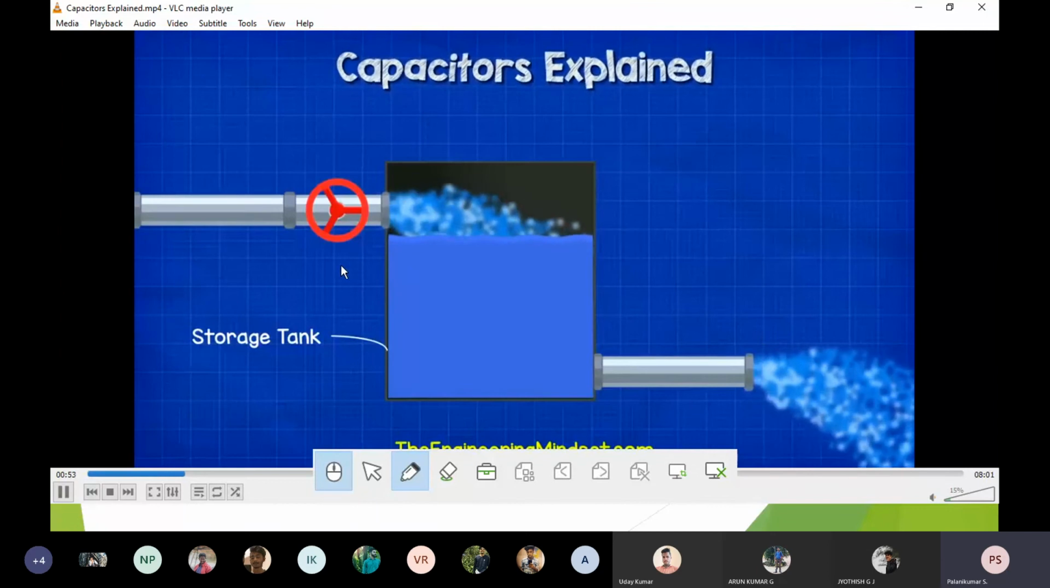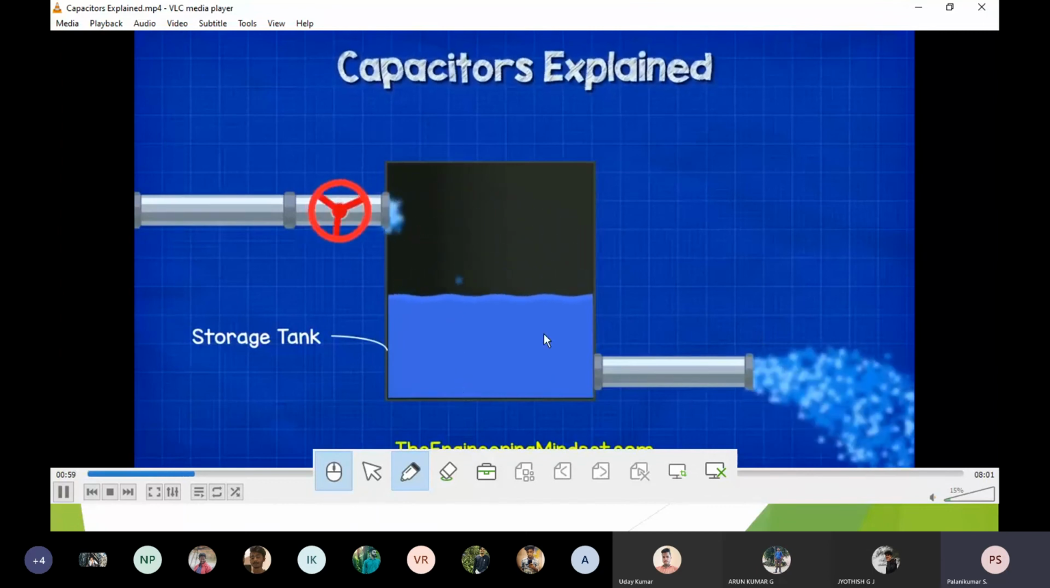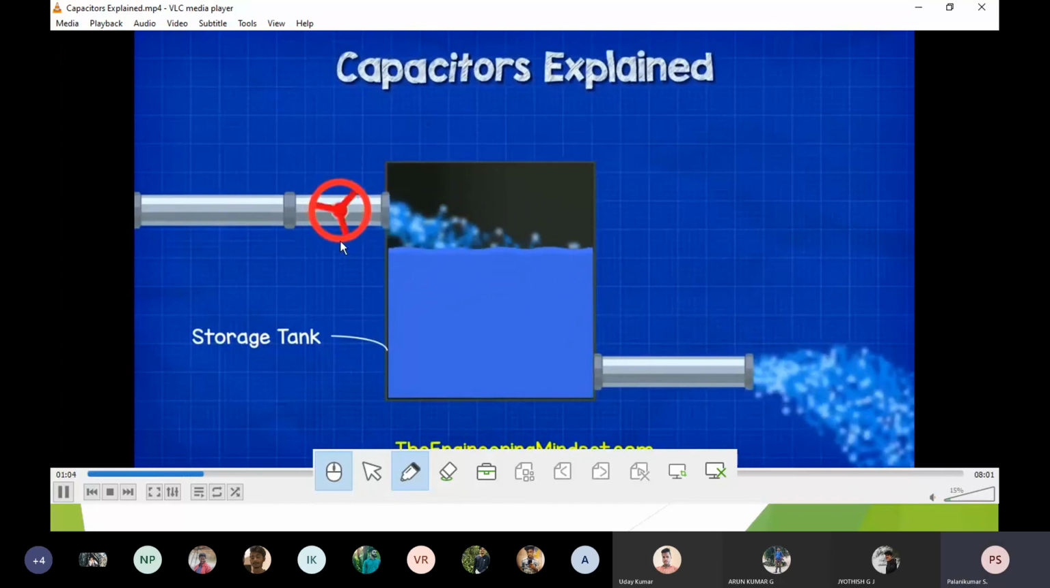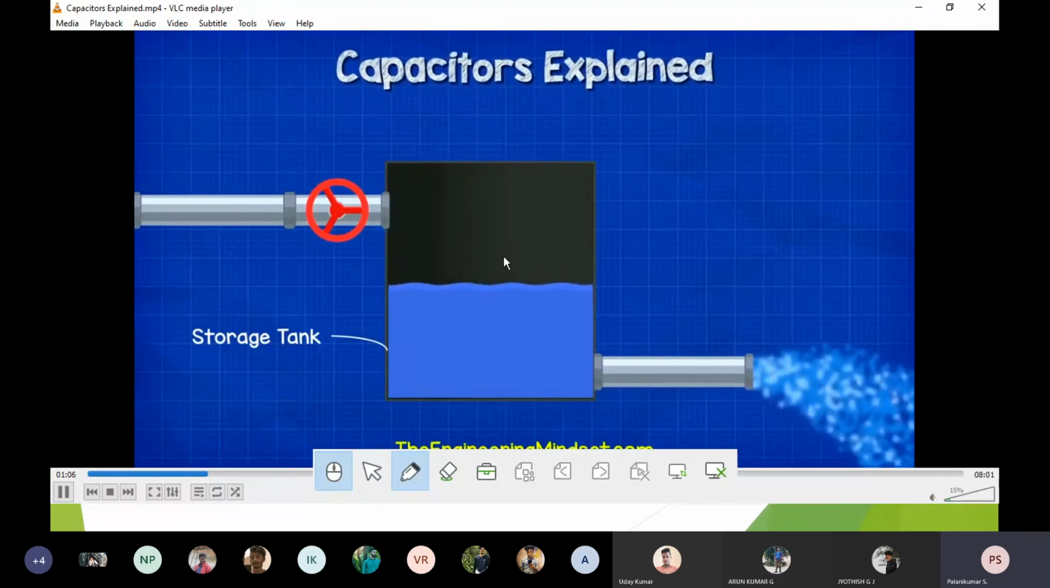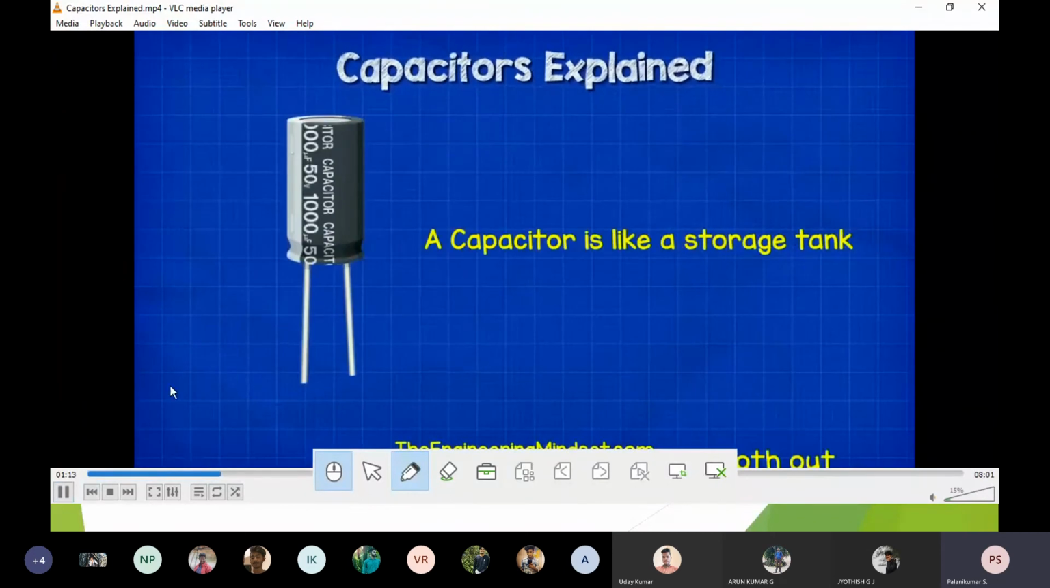Now assume I close the valve before it reaches a complete discharge, allowing the tank to fill. I close and open the input valve very frequently, but do not allow the tank to empty completely, so I can continuously provide water to the discharge pipe. In the same way, if I very frequently charge and discharge the capacitor before it is completely discharged, I can maintain the energy flow to the load. In a circuit, the capacitor looks like this.